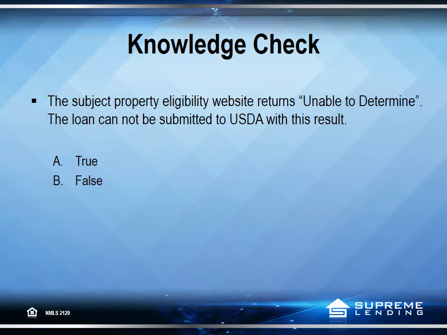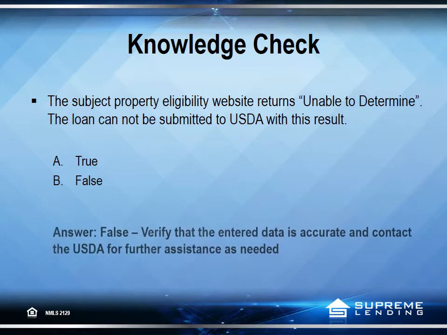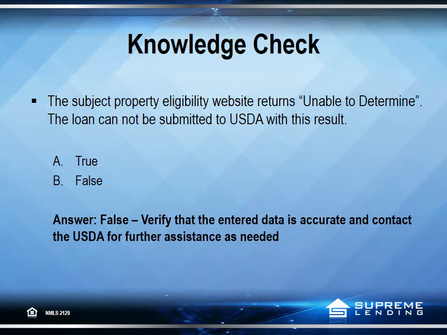The subject property eligibility website returns unable to determine. The loan cannot be submitted to USDA with this result. True or false? The correct answer is false. You would verify that the entered data is accurate and contact the USDA for further assistance as needed when the result returns unable to determine.